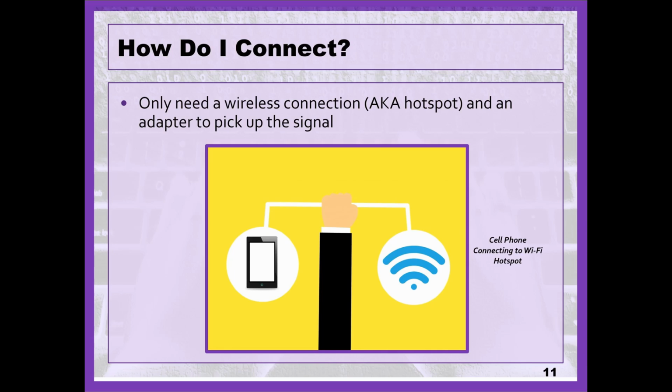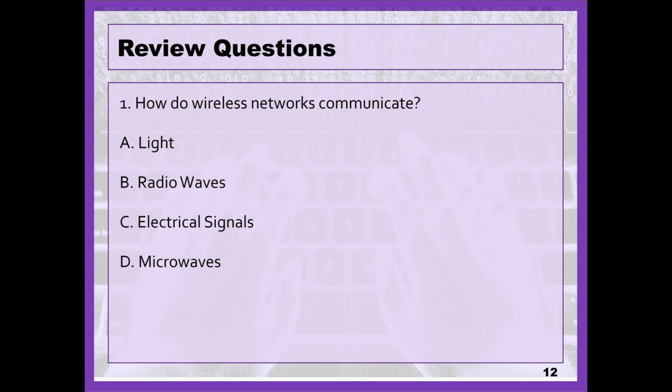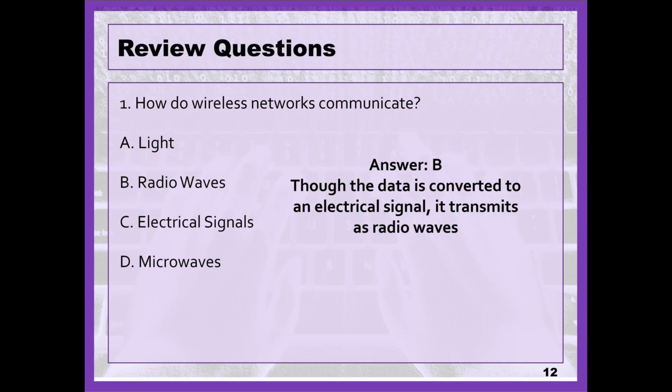In the following slides, we will go over some review questions. Question 1. How do wireless networks communicate? Answer B. Though the data is converted to an electrical signal, it transmits as radio waves.